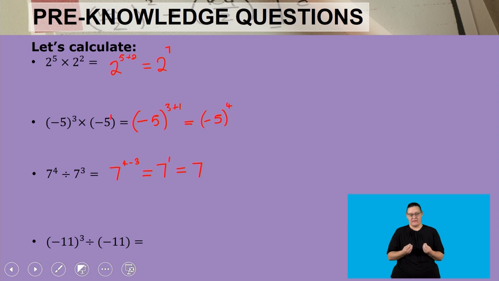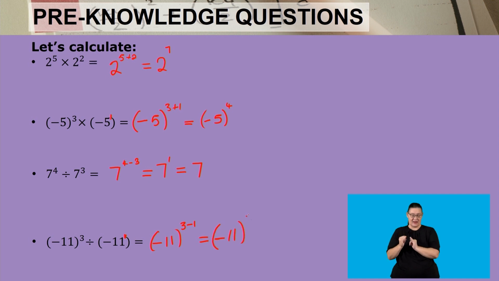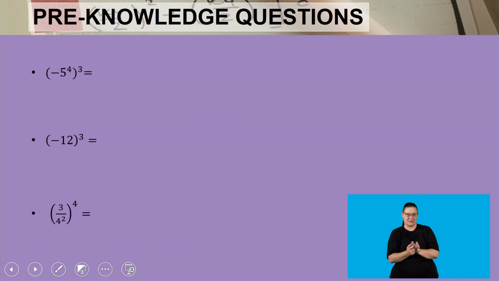Then we have here a negative 11 exponent 3 divided by a negative 11. Of course, that negative 11 has an exponent 1 there. Because we are dividing powers that have the same base, we are going to subtract those exponents. So that is going to be 3 minus 1, leaving us with an answer of negative 11 squared. And that is just a reminder of those exponent laws. Let's look at more of those laws.